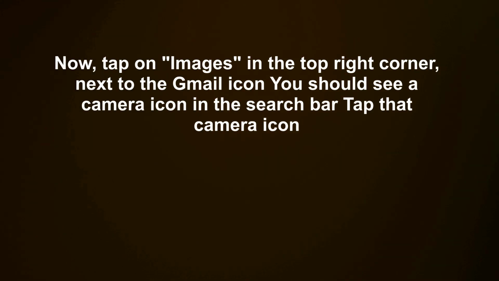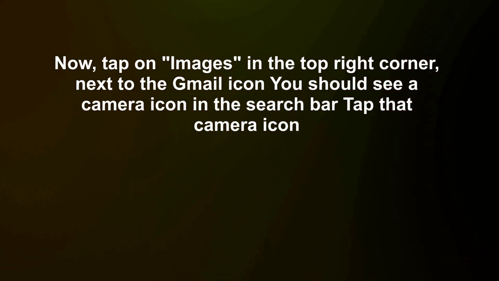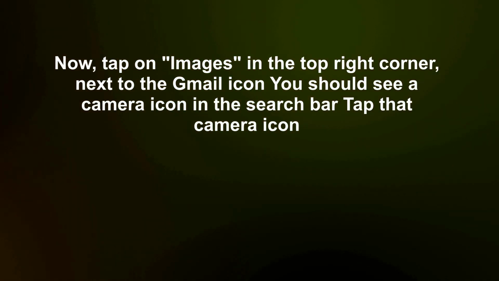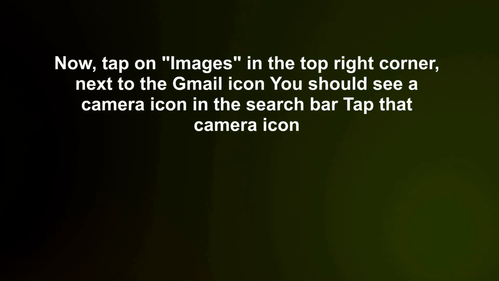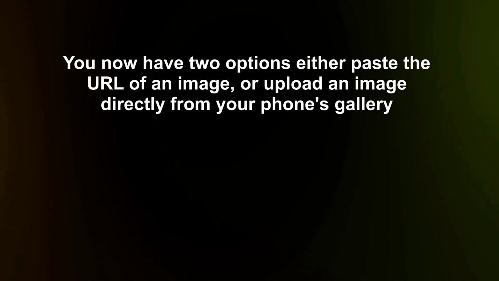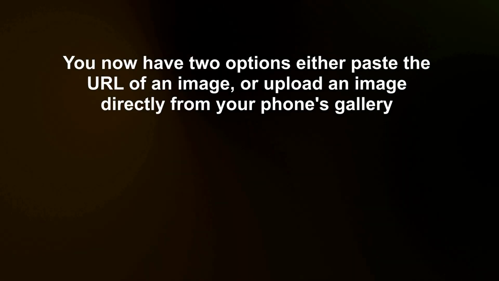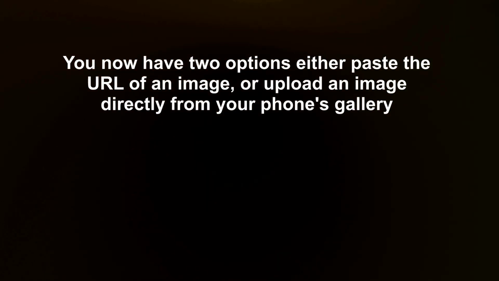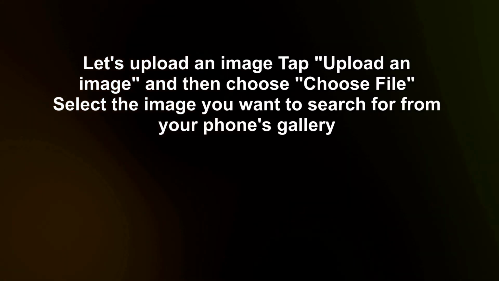Now, tap on Images in the top right corner. Next to the Gmail icon, you should see a camera icon. In the search bar, tap that camera icon. You now have two options: either paste the URL of an image, or upload an image directly from your phone's gallery. Let's upload an image.